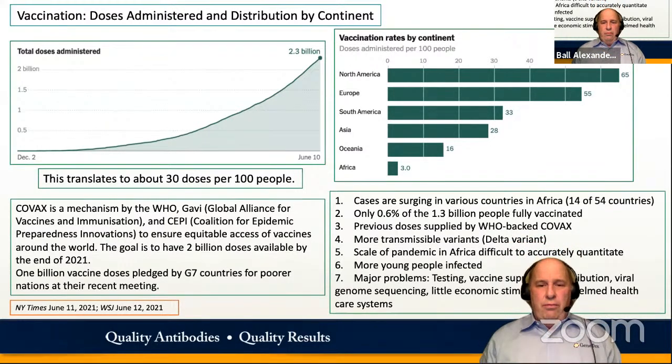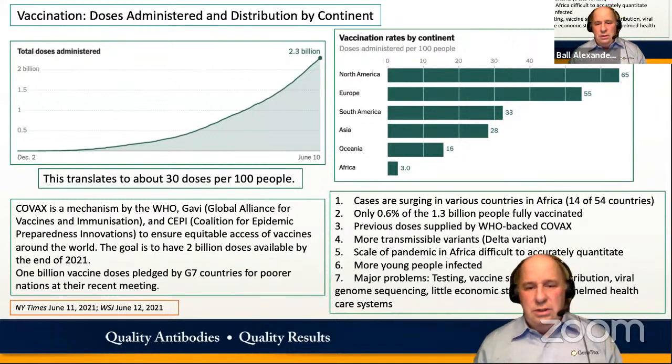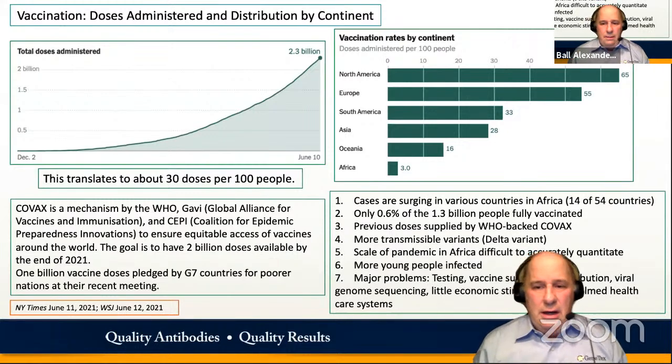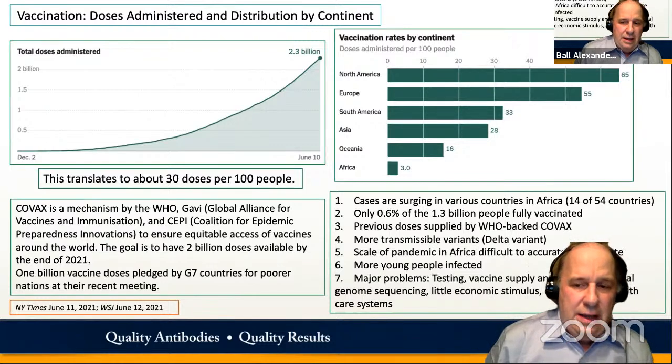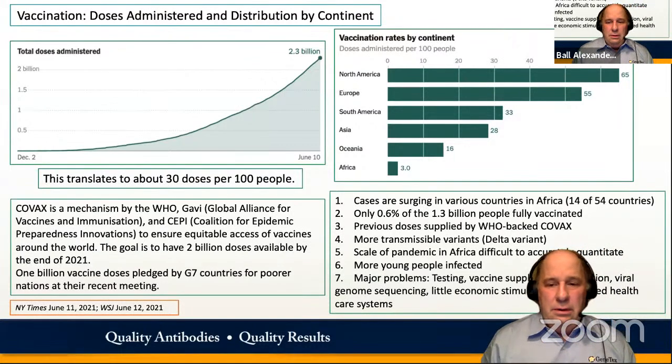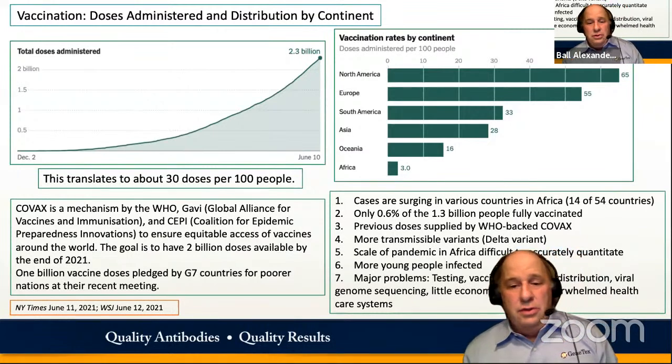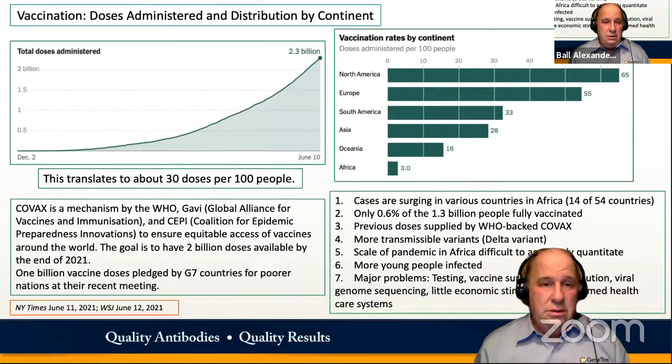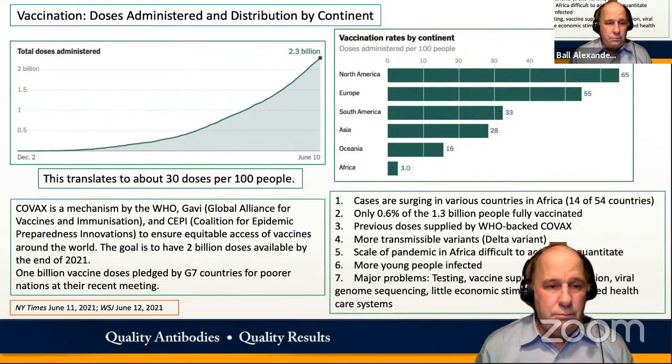And again, the same problems are what we're seeing here: testing, vaccine supply and distribution, not as much viral genome sequencing, little economic stimulus to help people during lockdowns, and also overwhelmed healthcare systems. I think just about every country has gone through this to some extent.